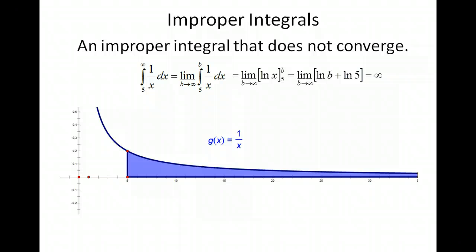And then evaluate it. Well, of course, we know that the integral of 1 over x is the natural log of x. So that gives us a natural log of b minus a natural log of 5. Well, as b goes to infinity, so does the natural log of b. And it really doesn't matter that the natural log of 5 is a constant because we're still going out to infinity. So this is what we call a divergent integral. It's not going to a specific number.